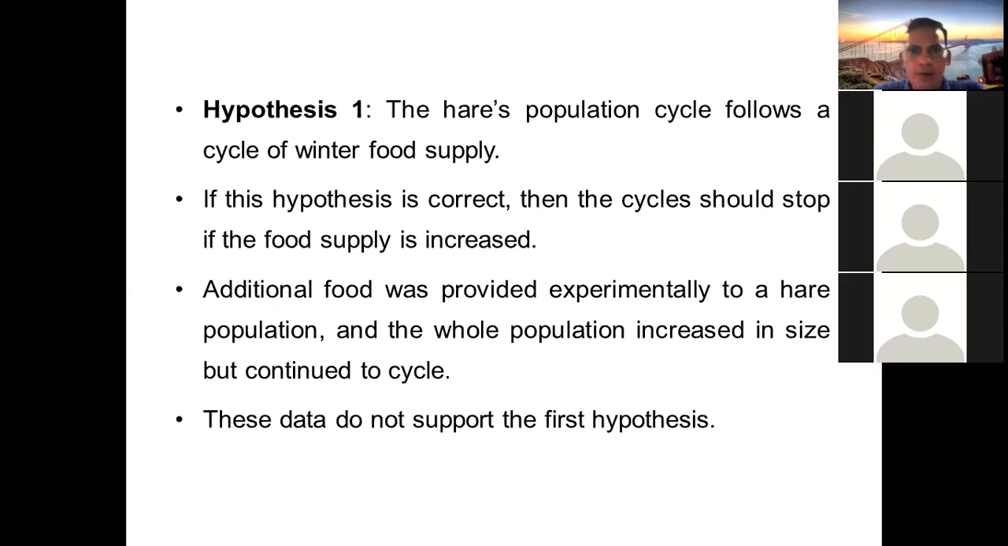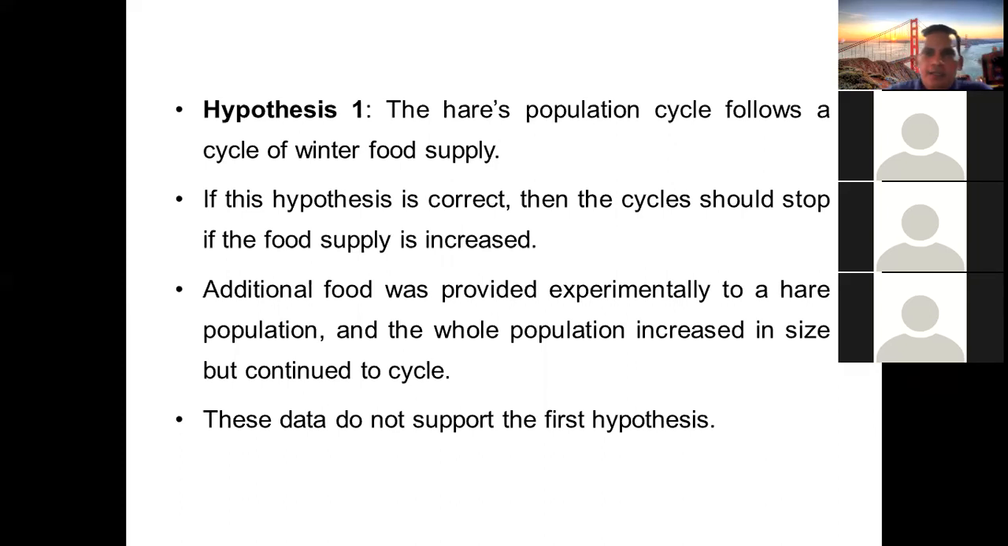So if some additional food is provided, let's say in experimental conditions, because most of the time we are doing experiments, so we can have some artificial setup and provide food from outside. So additional food was provided to the hares. Now if the hare population is given additional food, it means their population should increase, and there should be no effect of the winters on the population.